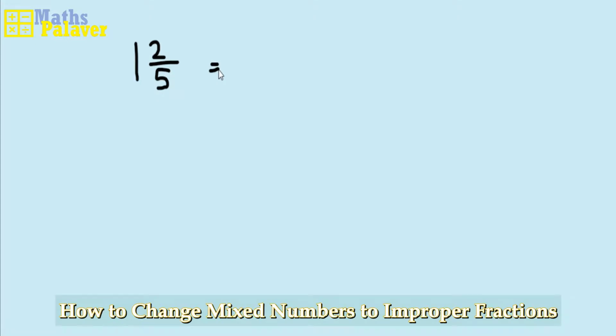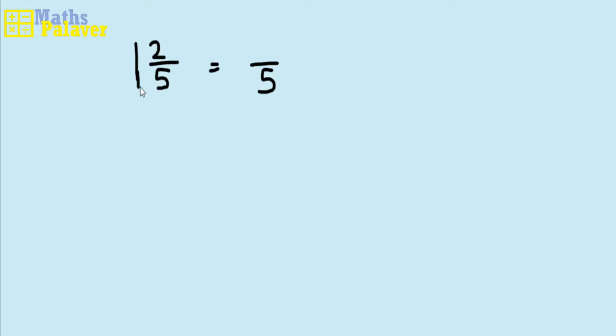There is a mixed number, and I want to change it to an improper fraction. This is very useful for when you're multiplying or dividing fractions. What I want to do is to write the whole number as a fraction with this bottom number as a denominator. So 1 is the same as 5/5. Then I add that to 2/5.